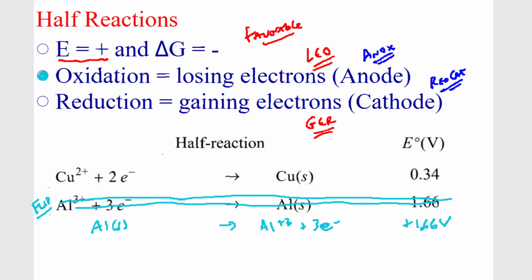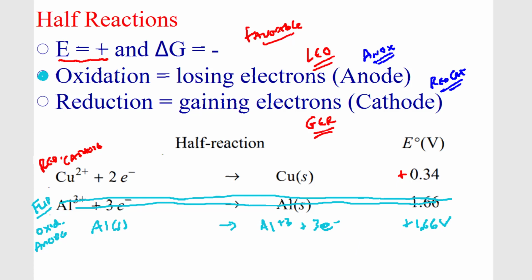Now, the reaction that I flipped was my oxidation reaction because you see how we're losing electrons. Electrons are being lost, which means this is occurring at the anode. So the reaction that I flip is at the anode. The reaction that I didn't flip is the reduction reaction because it's gaining electrons, which means this is occurring at the cathode. And this is positive 0.34 volts, okay?